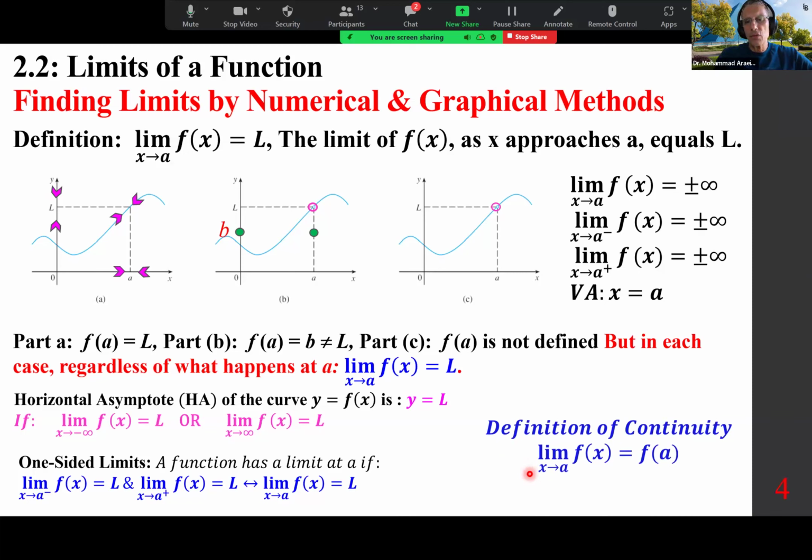And that gives rise to what is coming up later on, the definition of continuity, where the limit of f of x as x approaches a is equal to f of a, meaning if the limit and the functional value are the same, the function is considered to be continuous at that point.